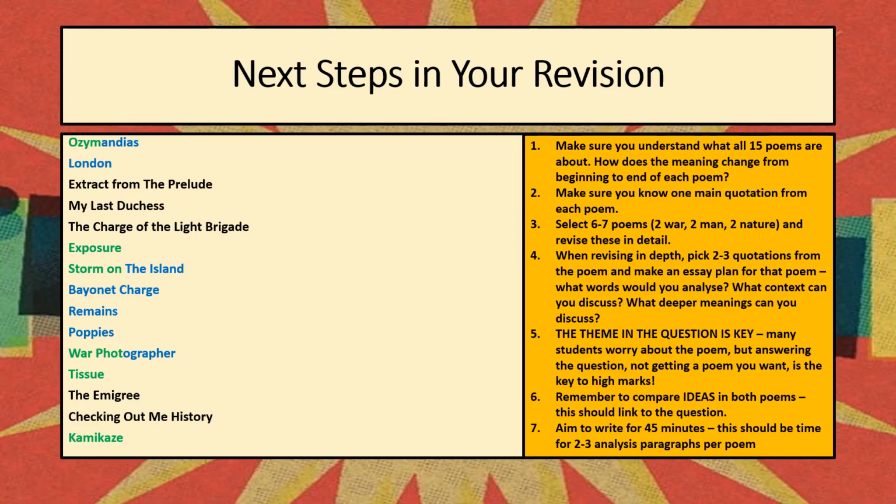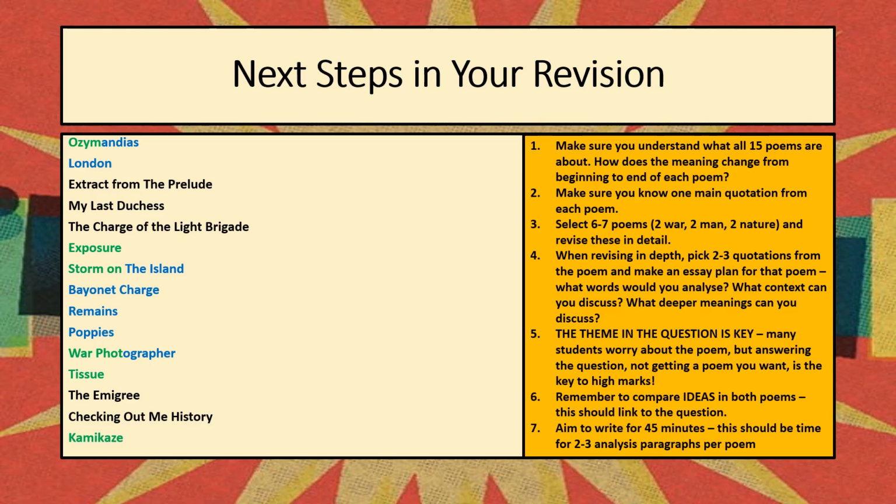And the big thing is you should aim to write for 45 minutes. You need to get to a stage where you can write 2 to 3 analysis paragraphs per poem in that time. So what we'd say to do is, let's say you get given effects of war and its exposure in the exam. You talk about exposure in one paragraph, you do some language analysis there, you talk about some of the ideas. Similarly, in Remains, the effects of war are shown through the PTSD of the soldier. You do some analysis, then you consider why they're similar or different. You're basically going to be writing 4 to 6 paragraphs in total, 2 to 3 per poem.